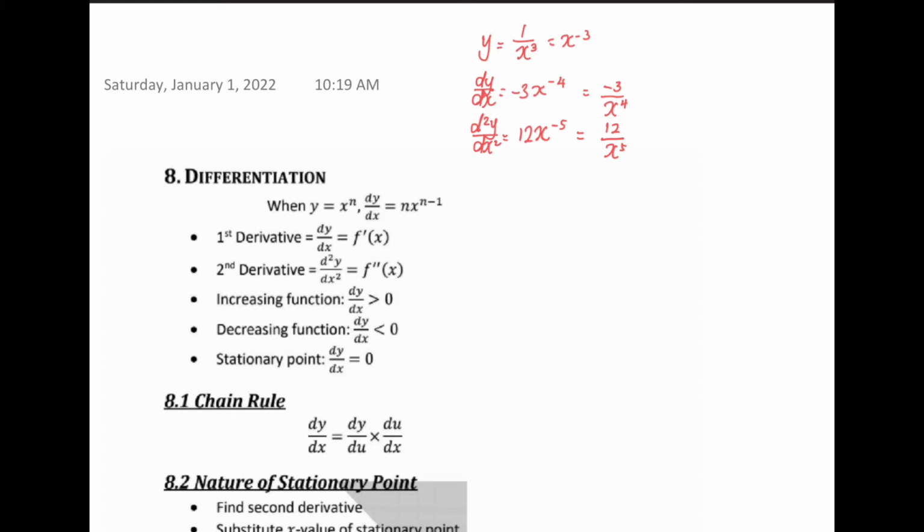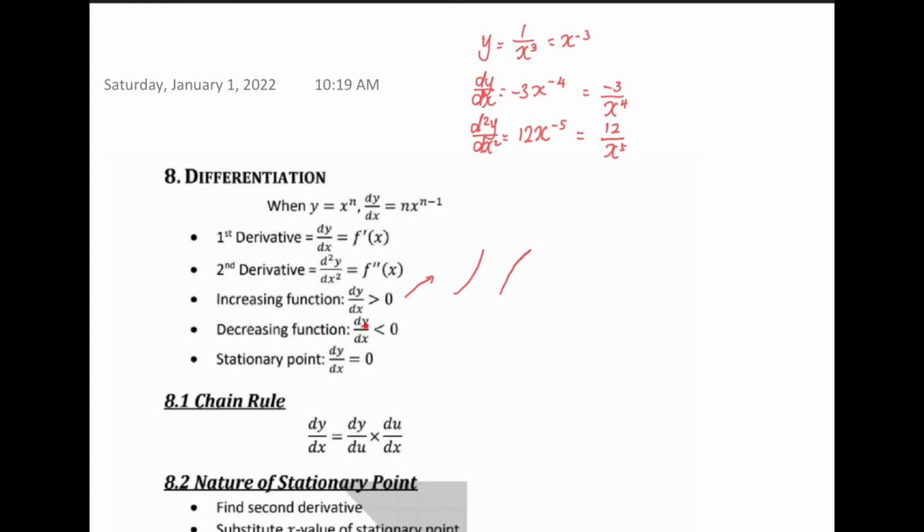Okay, so next one, increasing function. Increasing function is where dy/dx is greater than 0. That means they have positive gradient, and the graph looks like this. The graph keeps going up, like that. Either the first one or the second one. Keep going up. That is an increasing function.